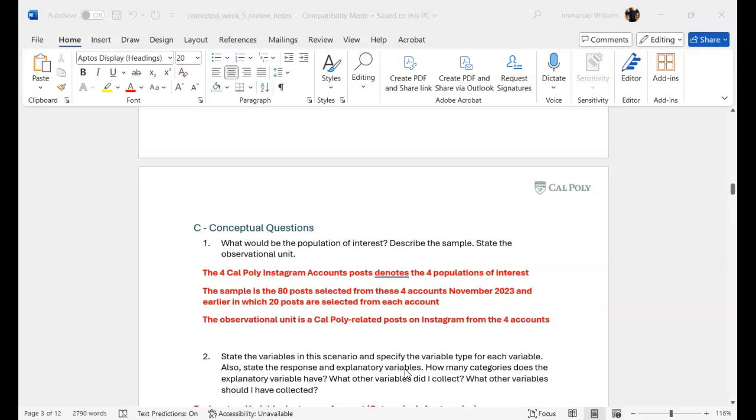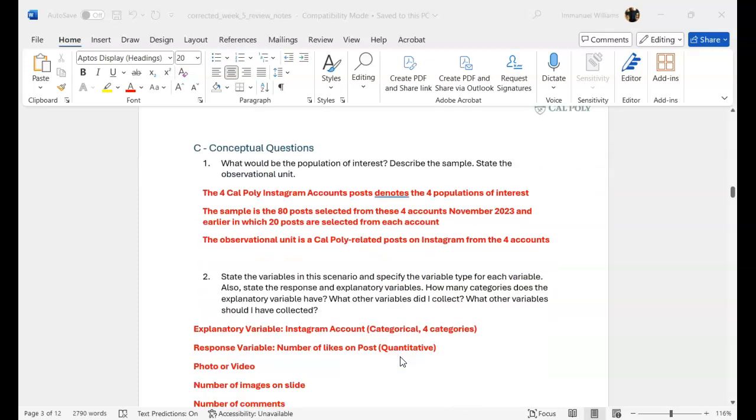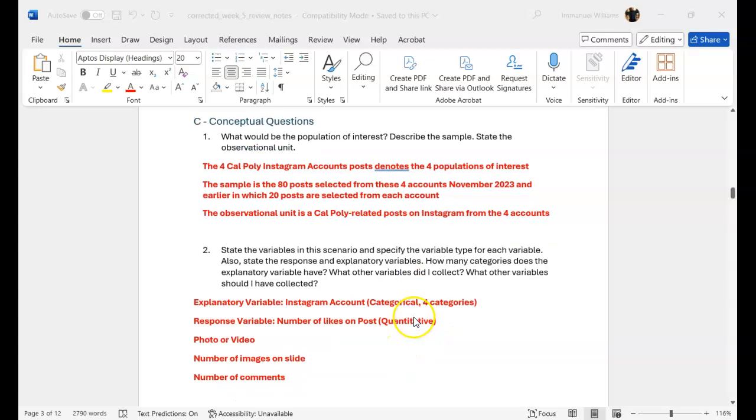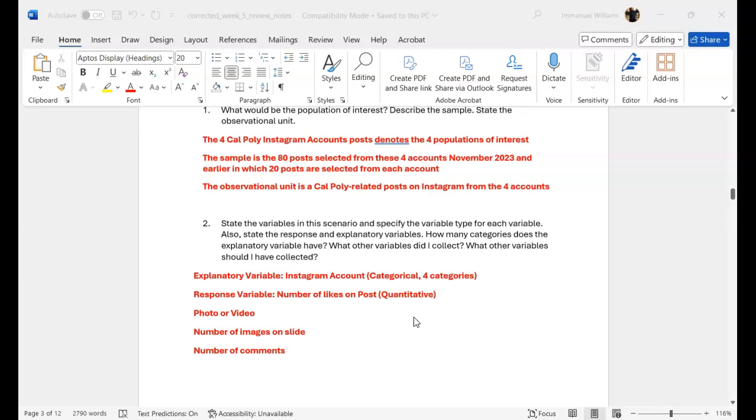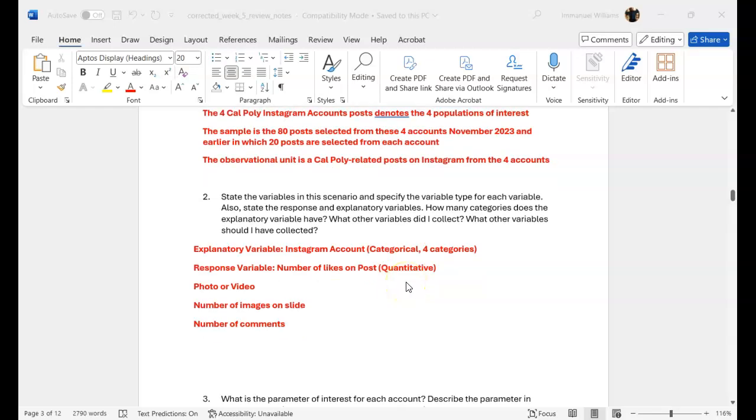What other variables did I collect? Let's see what the answers are. So I collected whether it's photo or video, number of images on the slide, number of comments. I could have collected how many days since it was last posted. So yes, it was 20 days in a row, but it doesn't mean that 20 posts in a row. It doesn't mean they all posted on the same exact days. So that's a variable worth noting. Tell me your thoughts, other variables in the comments. That'd be kind of cool, I guess.